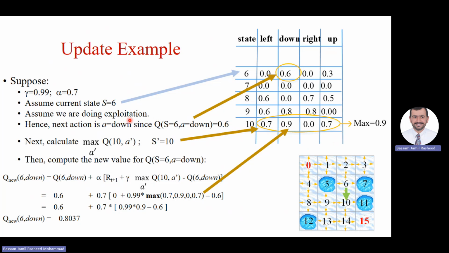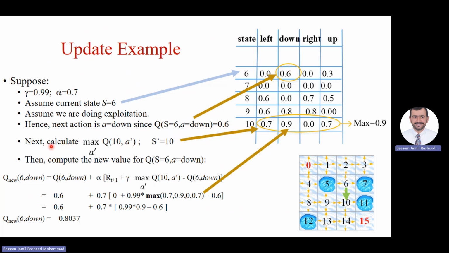Assume we are doing exploitation, meaning my next action will be determined by those action values. Obviously, this is the highest action value, so I need to go down. So from 6 as a state, I'm going down. To what state? State 10. Hence the action is down, and the value is Q of state 6, action equal down, and this is 0.6. This is my current value.